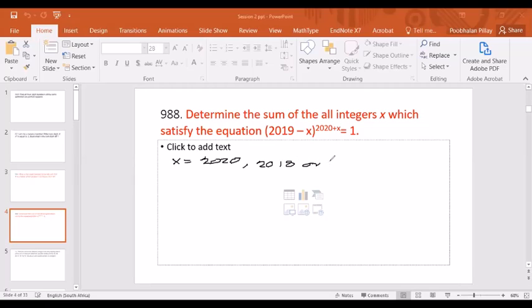So 2020, negative 2020, and 2018. All right, so Johan says that there are 3 possibilities for the value of x. And then when you add these up, the sum of all these integers. So you say, Johan, the answer is 2018. Yes.